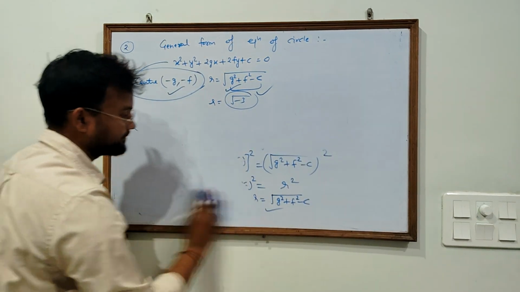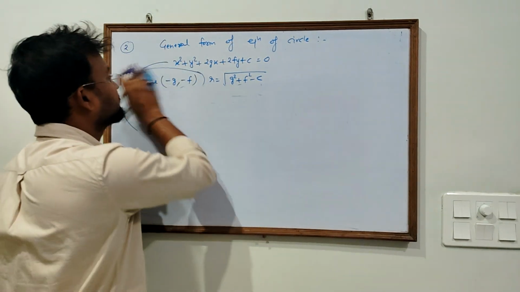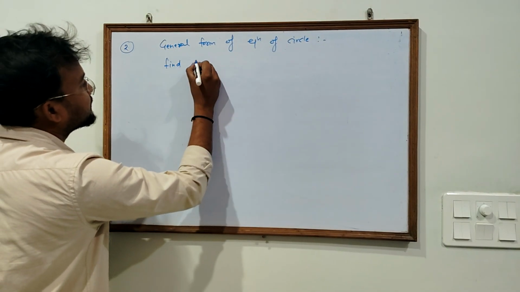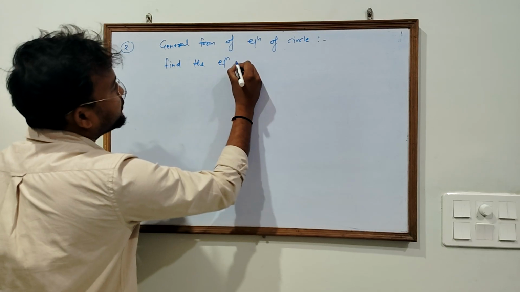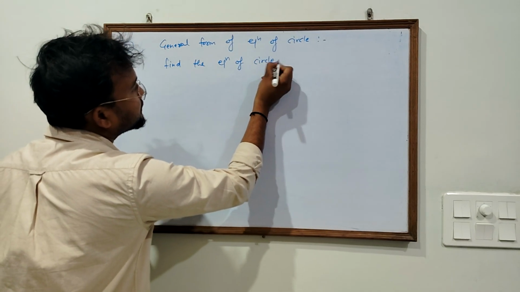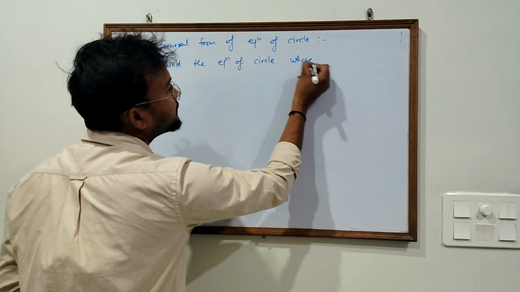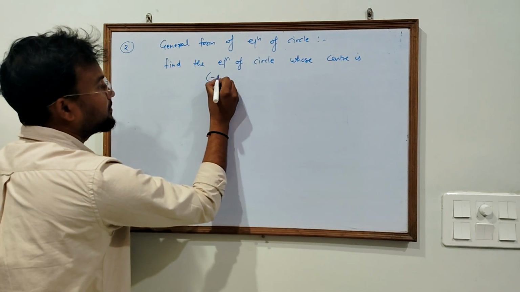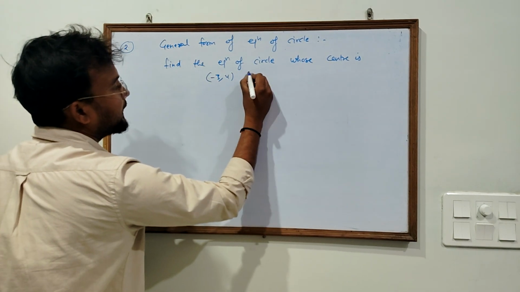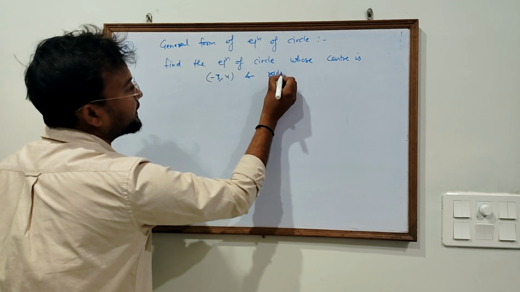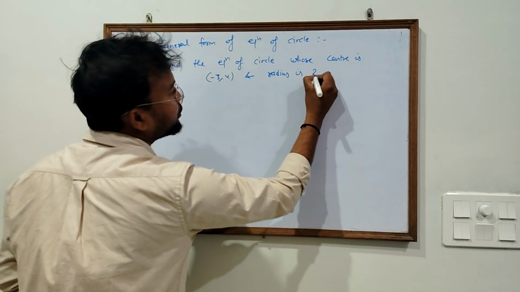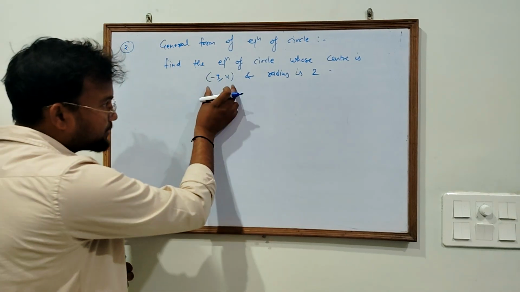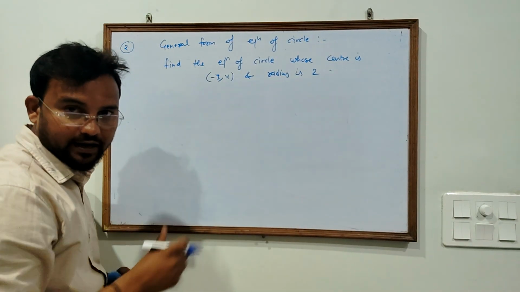Find the equation of the circle whose center is minus 3 comma 4 and radius is 2. Guys, you can go to the previous method also. Directly, h comma k and radius are given, you can just find out the answer.